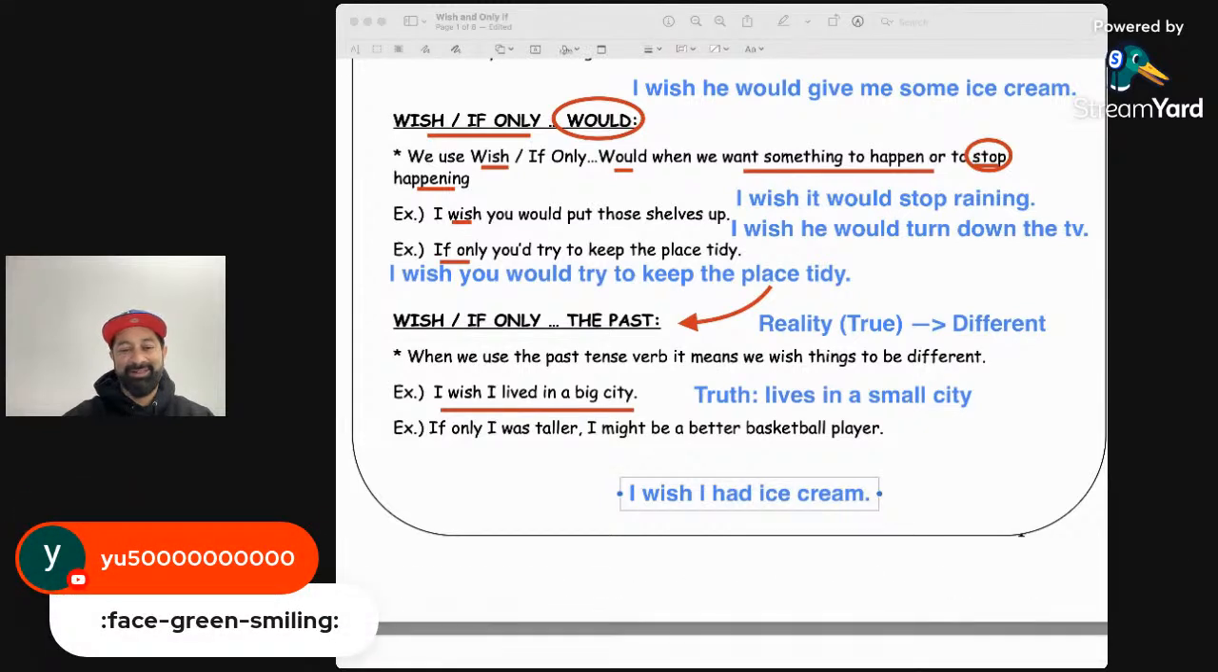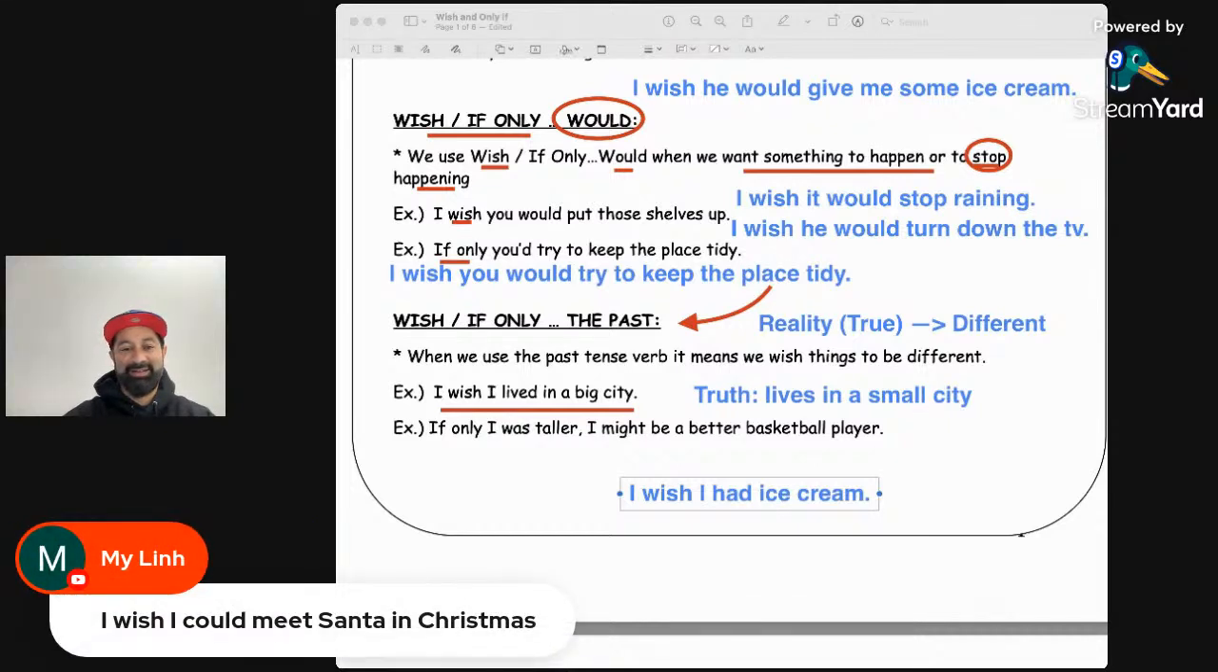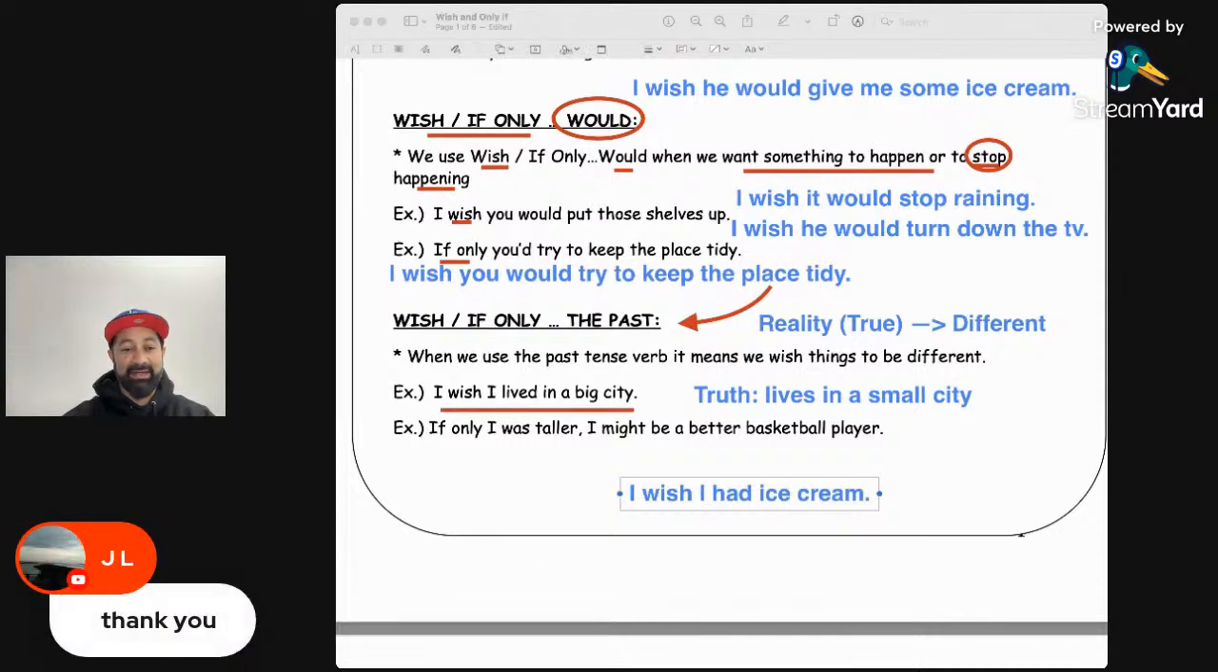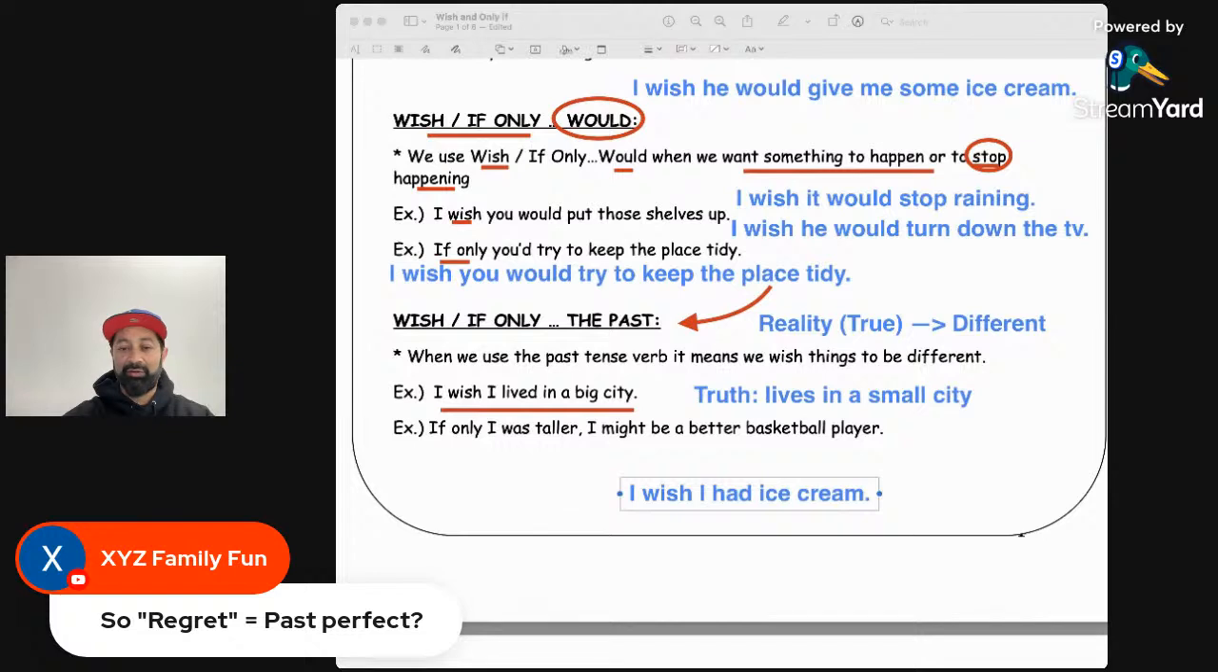All right. So I think you're smiling. Whoever is complaining has heard you. I wish I could meet Santa in Christmas. Yeah, I wish I could meet Santa. Yeah, perfect. Very good. JL, you're welcome. XYZ, so regret equals past perfect. Yes, we will get to that next. So just hold on a second, XYZ.